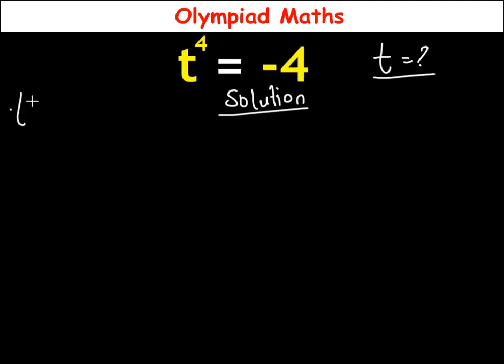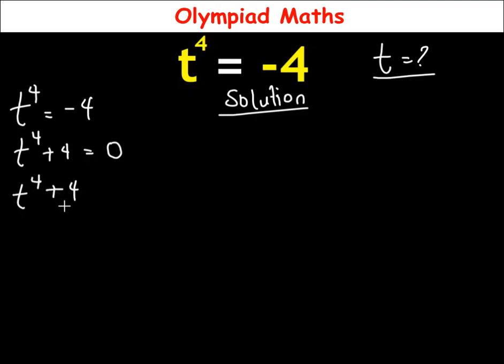Now we have t raised to the power 4 is equal to minus 4. First, we're going to move minus 4 to this side. This becomes t raised to the power 4, then plus 4 is equal to, here then becomes 0. With this done, we have t raised to the power 4 plus 4.